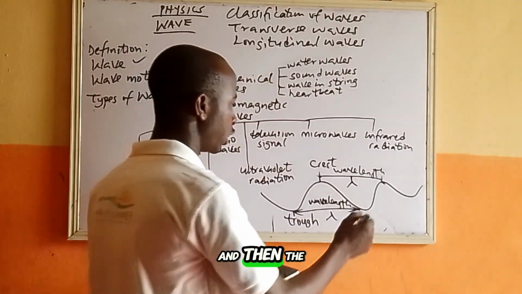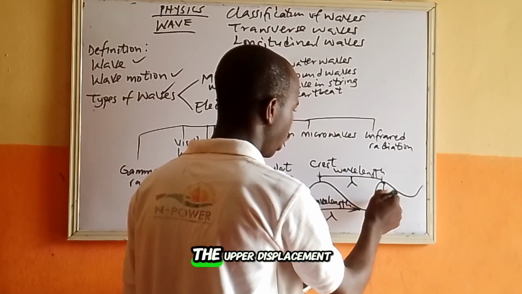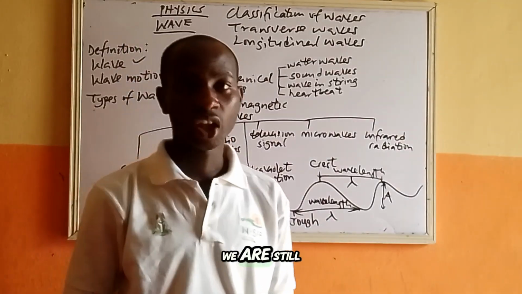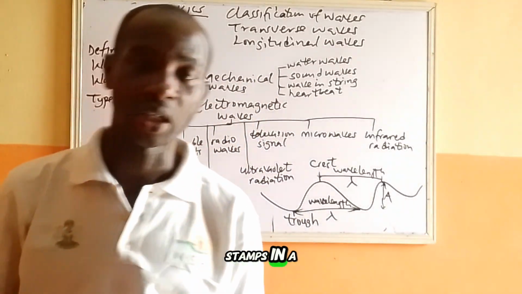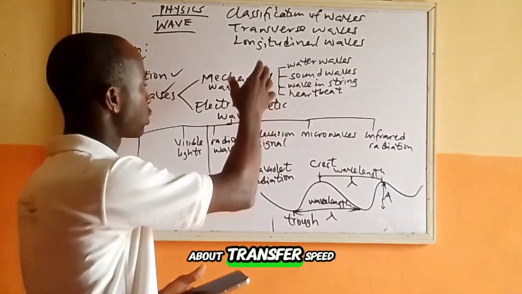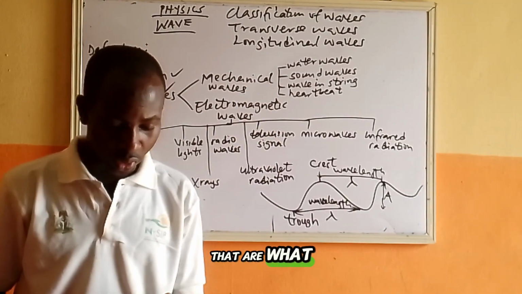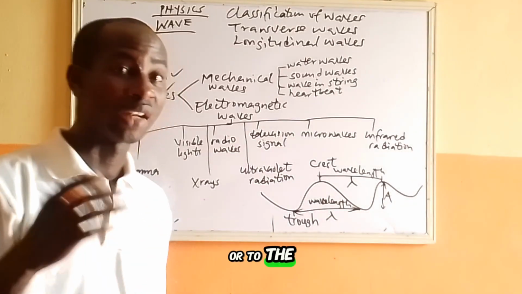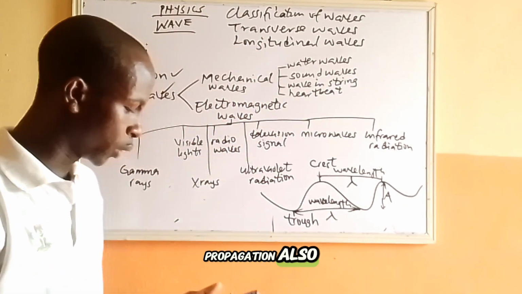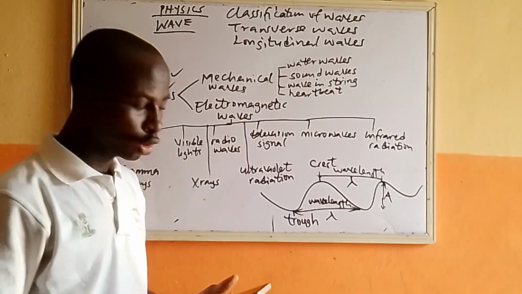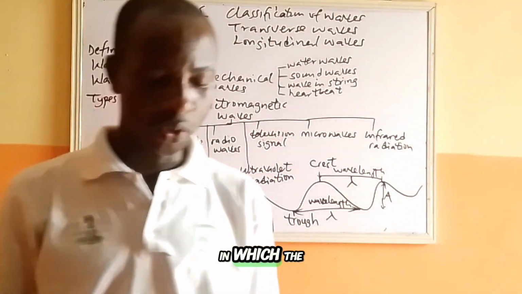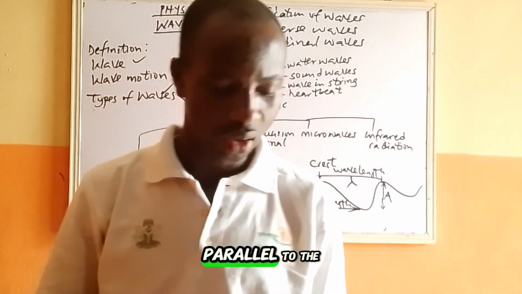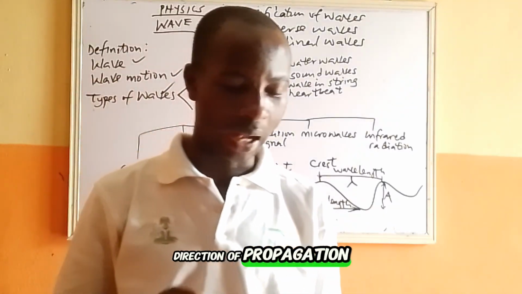In a wave, the upper displacement is called amplitude. We are still going to look at the terminology in waves. When we talk about a transverse wave, these are waves that are perpendicular to the direction of their propagation. Also, a longitudinal wave is one in which the elements of the medium move in a direction parallel to the direction of propagation.